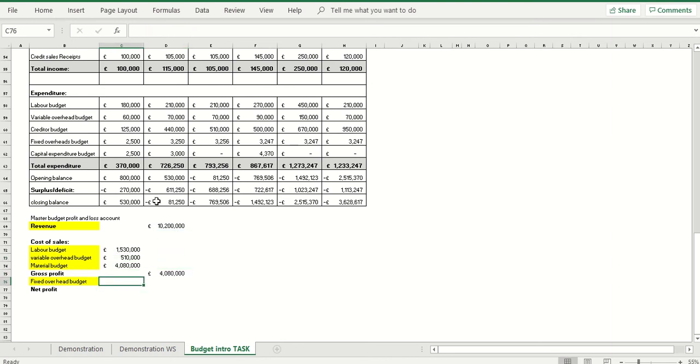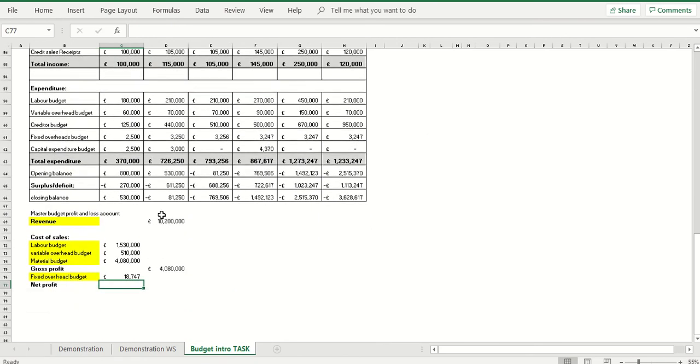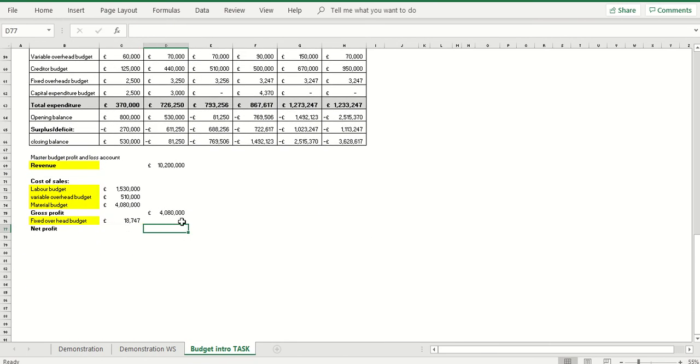Then we've got our fixed overhead budget. So that's our fixed overheads. That is simply equal to a sum again of all our fixed overheads, which is this. So our net profit is going to be our gross profit minus our fixed overhead, and that will become our net profit. So in total we can see that we expect to have made a profit of £4,060,253.